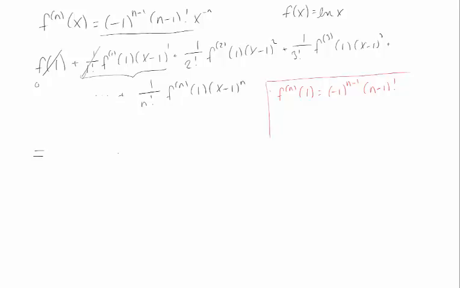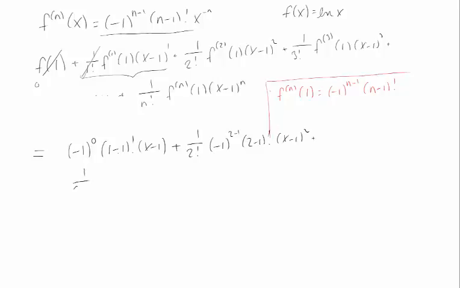The f prime, let's see, this is the term when n is equal to 1. So it's going to be minus 1 to the 0, 1 minus 1 factorial, that's the f prime part, and then x minus 1 to the first power. Now let's look at the second term. We get 1 over 2 factorial. Now my second derivative is going to be minus 1 to the 2 minus 1 times 2 minus 1 factorial. Then I keep that x minus 1 squared.